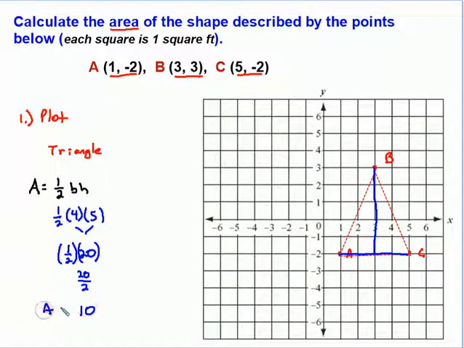So the area is equal to 10 what? Well, it says each square is 1 square foot. So that means that any one of these squares is 1 foot squared. In our case, we have 10 of those, so it is 10 feet squared.